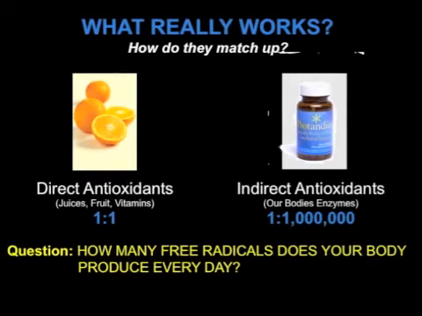It works very well on a 1-to-1 ratio. But when we're talking about indirect antioxidants, those enzymes that are made within your body, they work on a 1-to-1 million ratio, where one molecule of an antioxidant enzyme produced by your body will in fact neutralize 1 million free radicals per second, every second. The same enzyme, because it's a catalyst. It's not consumed as it is in the direct antioxidant approach. So how many free radicals are we talking about? We have to know that before we realize which one of these benefits is superior to the other.